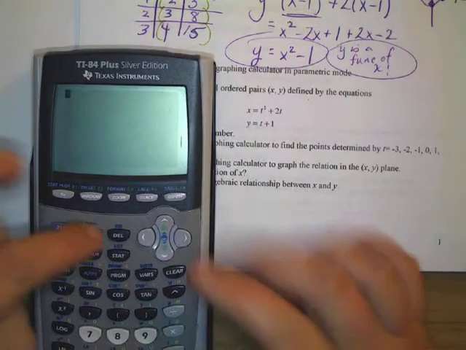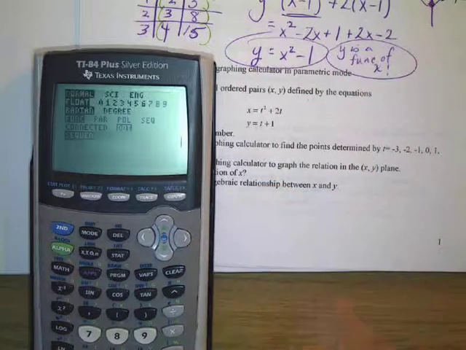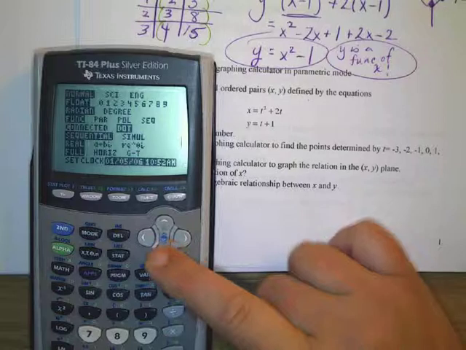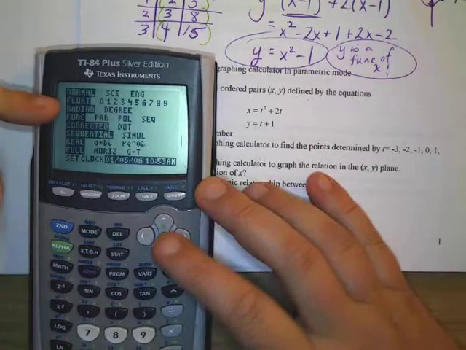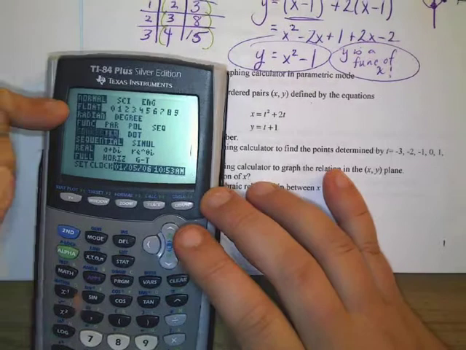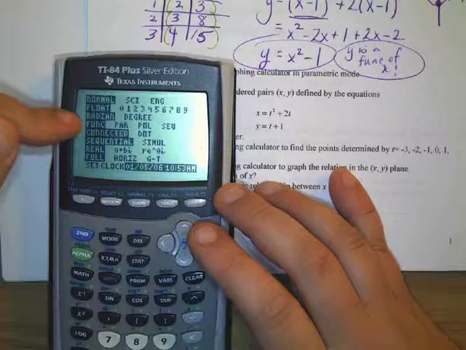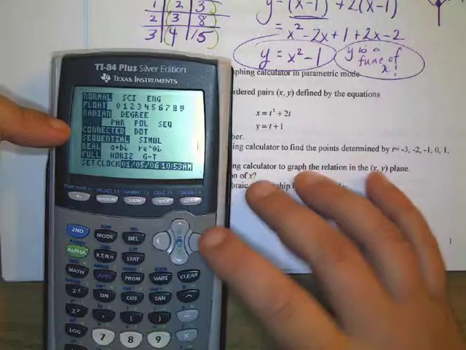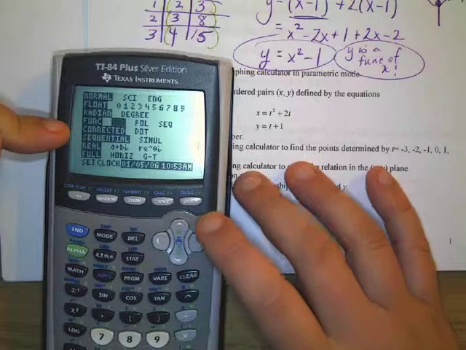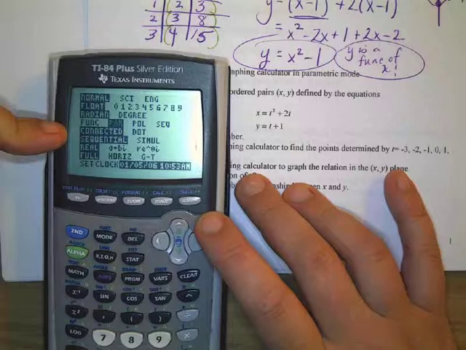So, hit mode, please. Normal is fine. I always have mine on float. It would really make me happy if yours was on float too, instead of some weird decimal rounding thing. Radian or degree doesn't matter. What we're looking at is we've always been in function mode, and today we're going to try a new one out. It's called par, or parametric. So highlight it and hit enter.